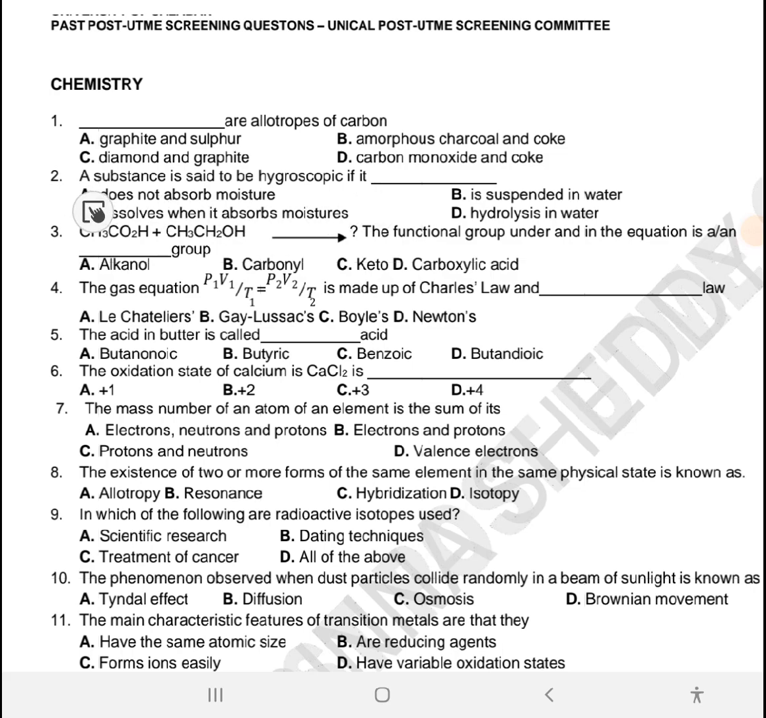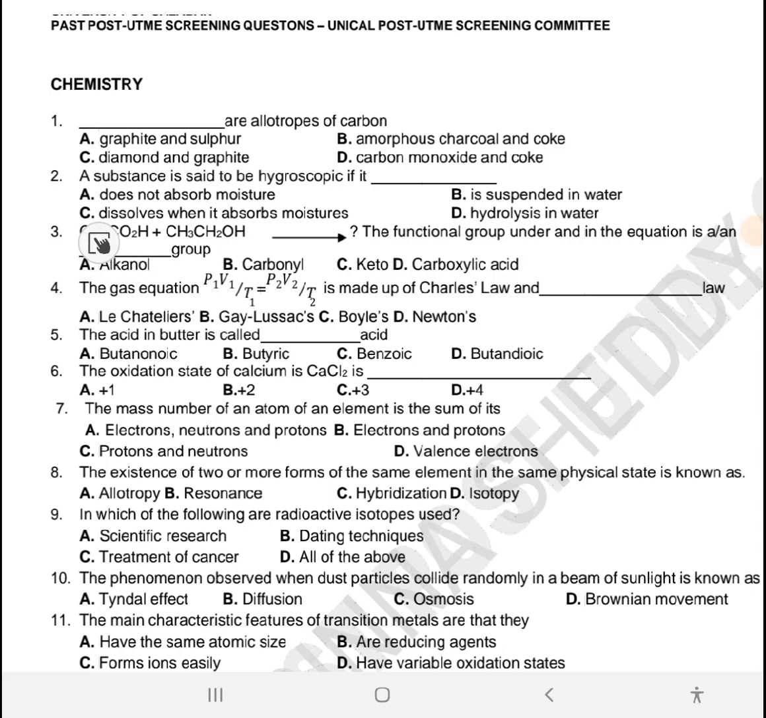So they say a substance is said to be hygroscopic if it does what? Option A does not absorb moisture, so A is out of it. Option B is suspended. No, dissolves when absorbing moisture. So it dissolves when it absorbs moisture, it will turn to a liquid when it absorbs moisture. Option C. Number 3, we're given a chemical equation here.